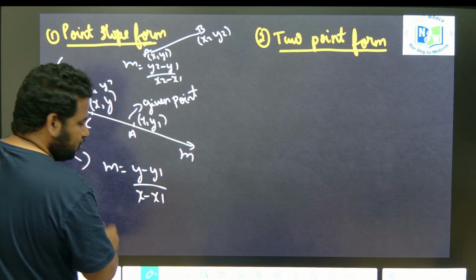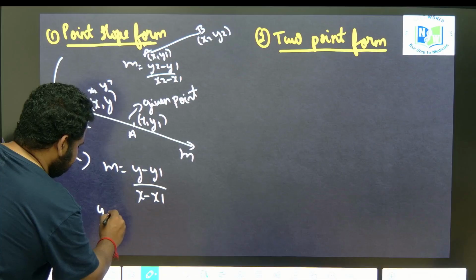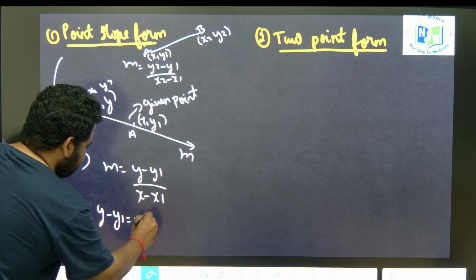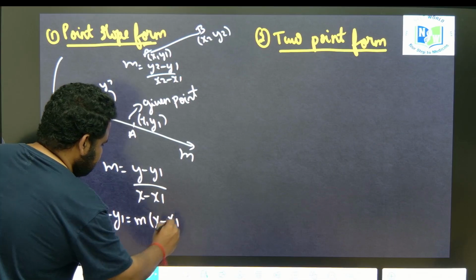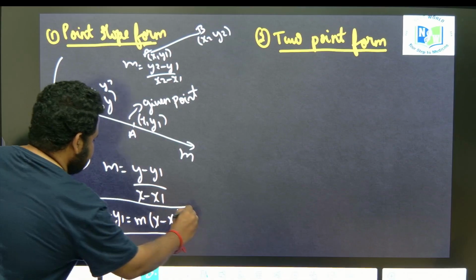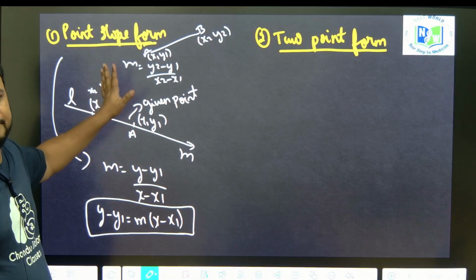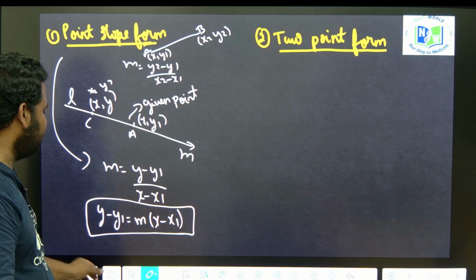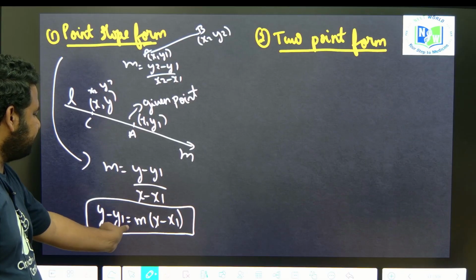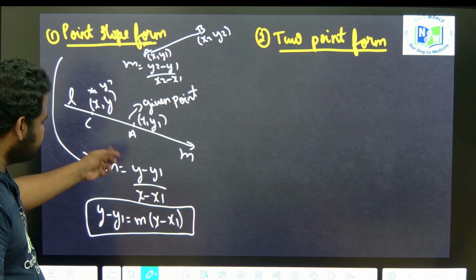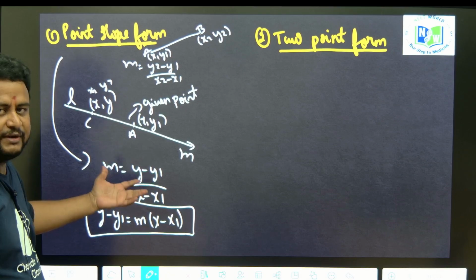If I cross multiply, I will get y minus y1 is equal to m into x minus x1. This itself is nothing but the point slope form. From the slope itself, we got the point slope form: y minus y1 is equal to m times x minus x1. Understanding this derivation is important because through that you can understand the concept.